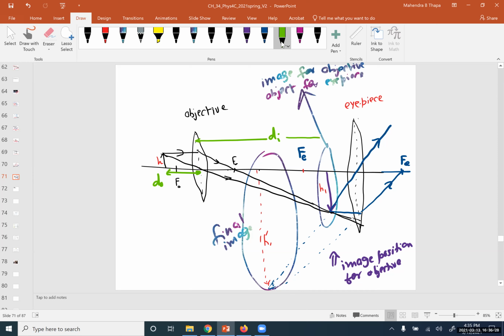For the eyepiece, so for objective, this distance will be, say, d for eyepiece, de. Okay, we can use the other symbol, say do prime, and the final image is here, so this is di prime. Okay, so we can define all those symbols that we have.